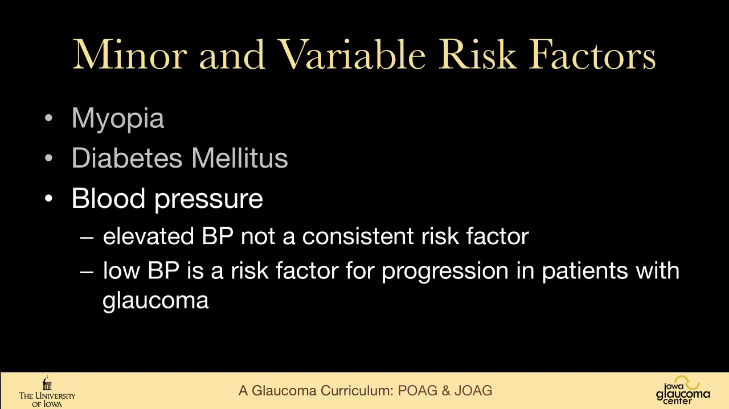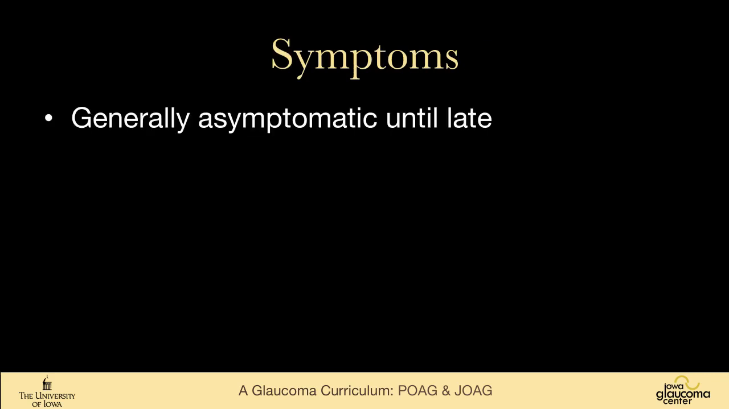Elevated blood pressure, also not consistent. We do know that people who have established glaucoma, having low nocturnal blood pressure is a risk factor for progression. People with glaucoma are generally asymptomatic until late in the course of the disease, which of course is why there's so many undiagnosed cases running around.